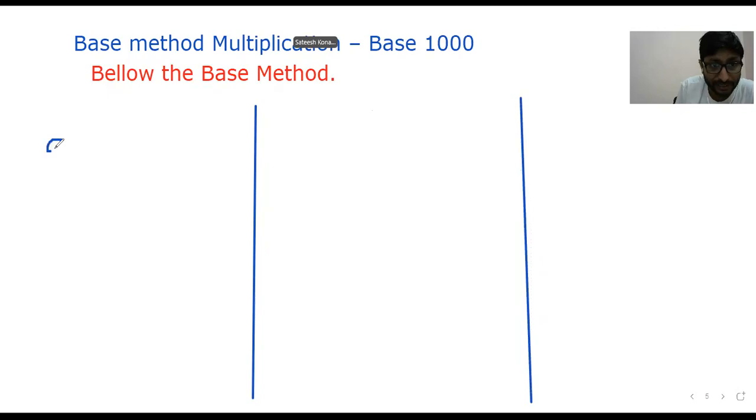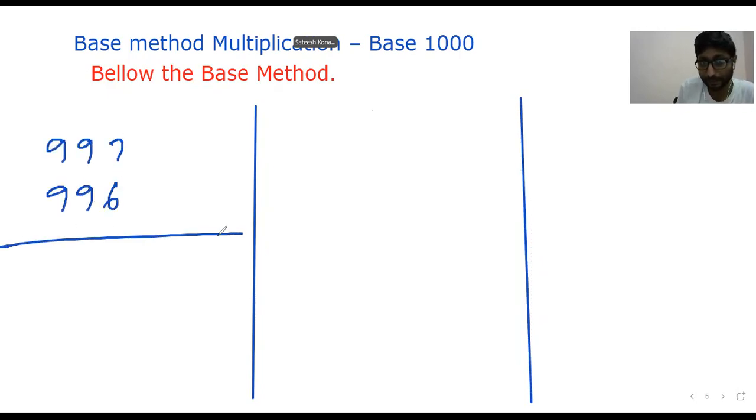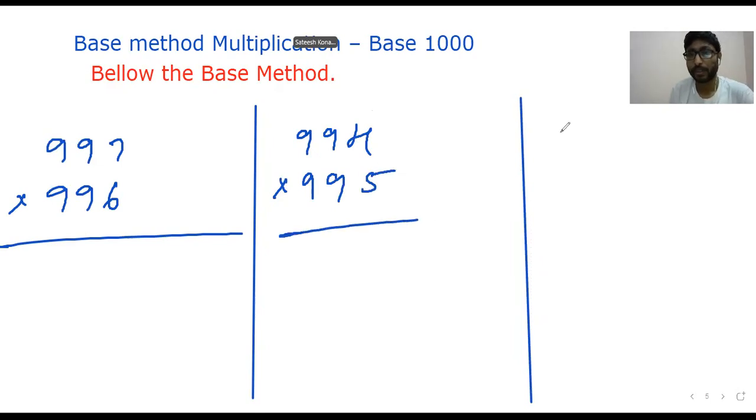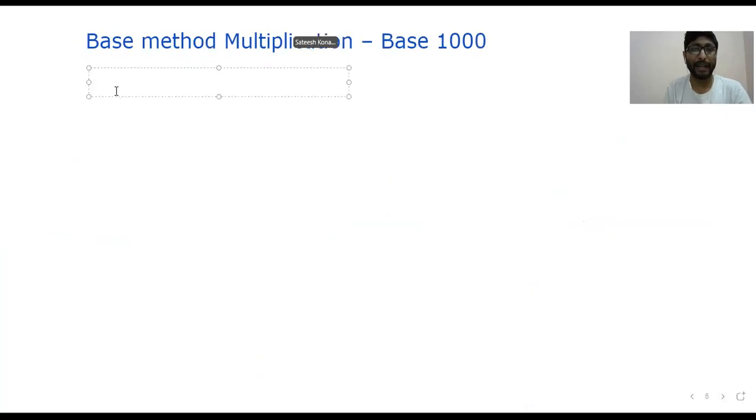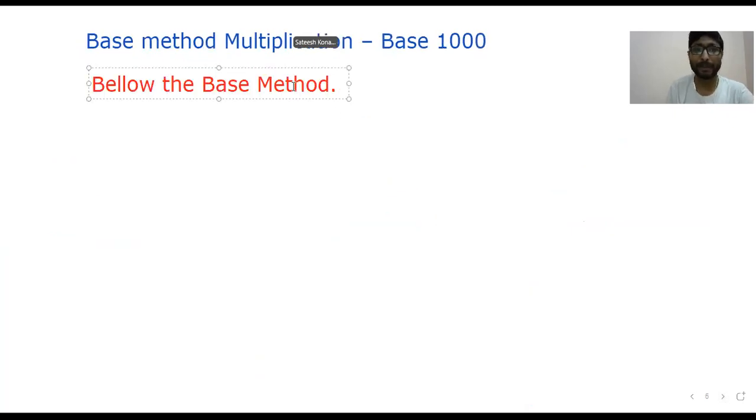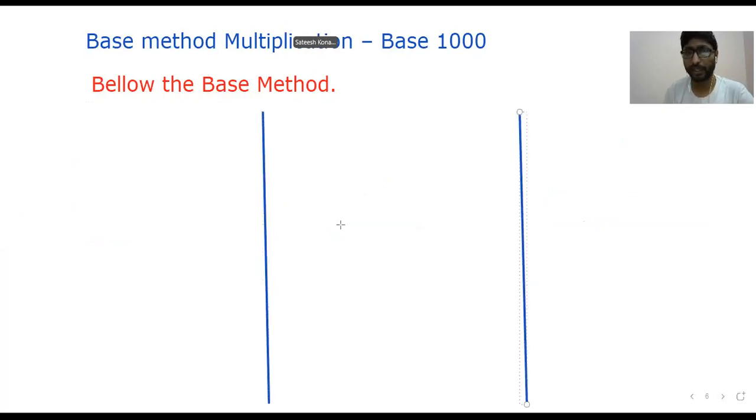So the below base method is 997, 996, 994 multiplied with 995, 996, 993. This is the below base method. Simple methods. Again, the below base method. Same, below 1000. I'll take a few different numbers.